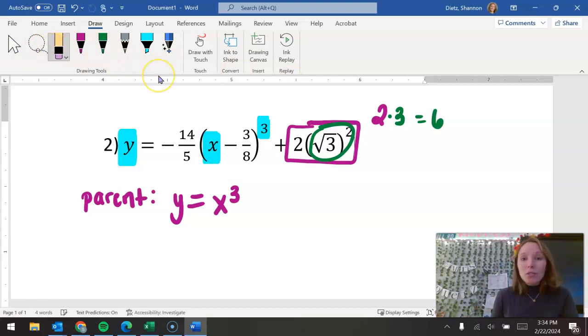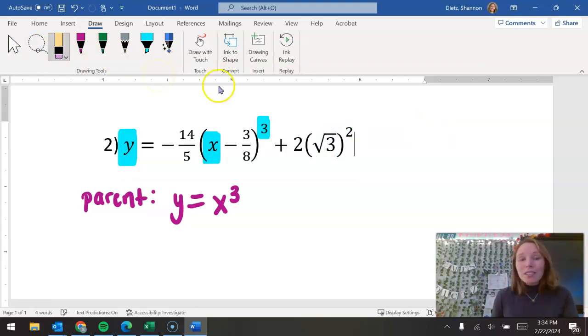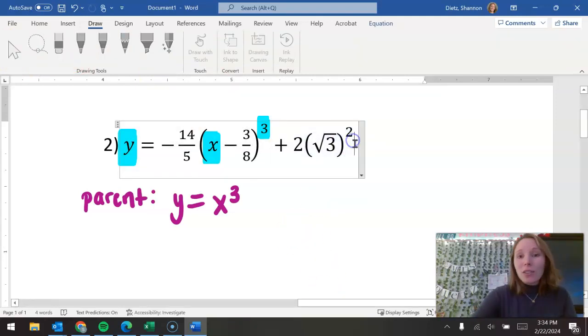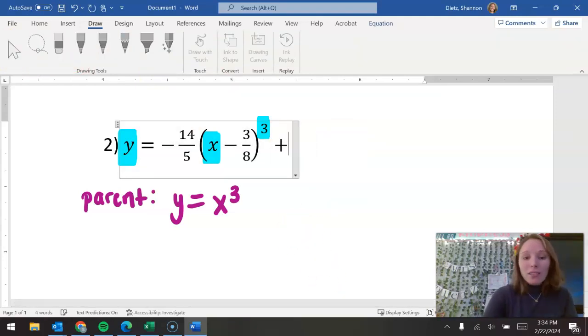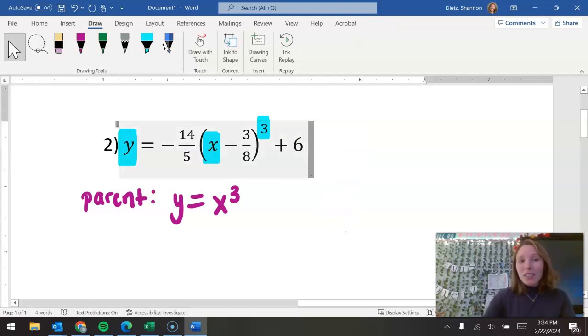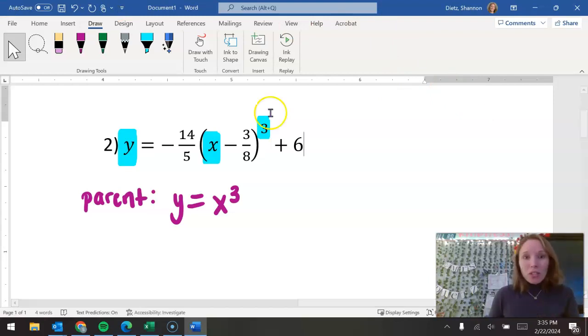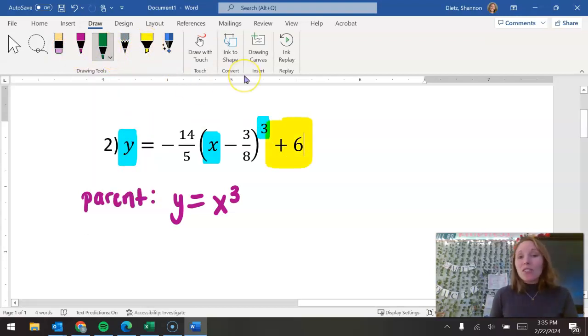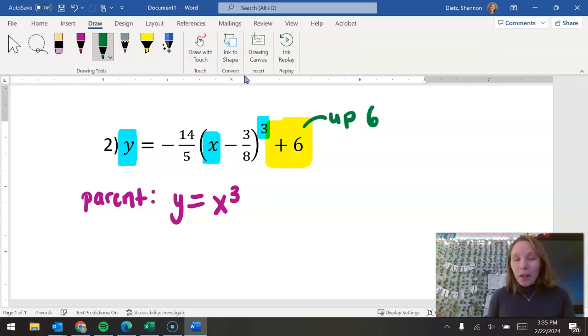So what I'm going to do is make this look a little less scary. I'm going to click into this equation editor, take that out and put the 6 in there, so it doesn't look as bad. Let's think back to what we did in the last question. That number that we have added or subtracted on the end is going to have it shift up or down. Now it's positive, which means it's going to shift up 6.